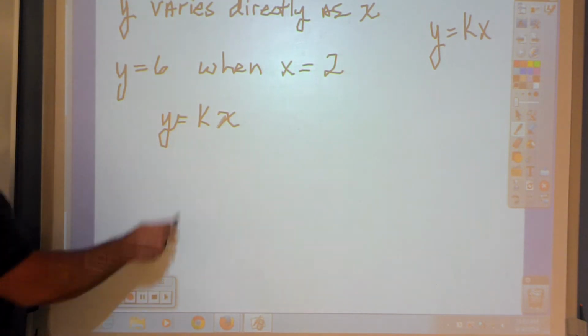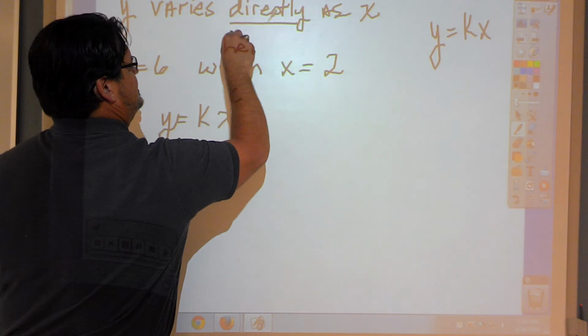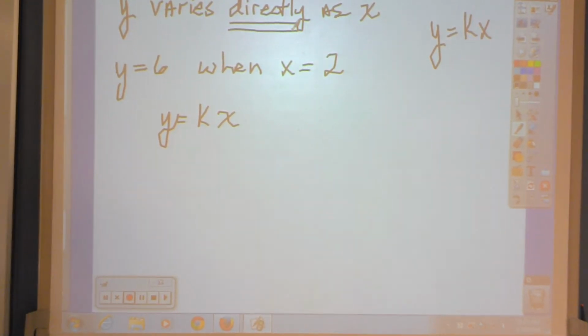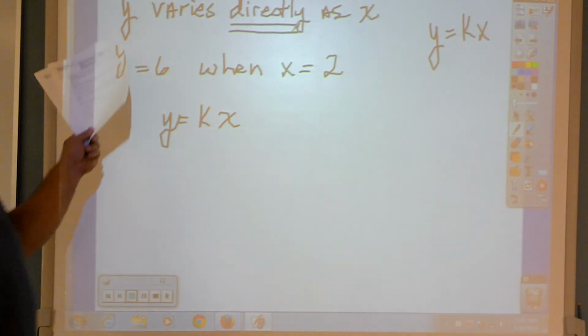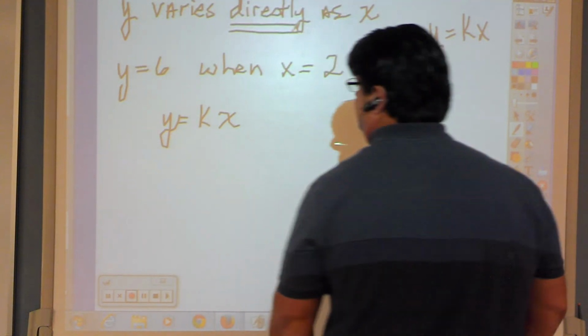And how do we know to use kx? Because it says directly. And now what are you going to do with 6 and 2? The problem will just say varies directly, varies inversely, or varies jointly. It has to. Now it might switch the variables, and I'll show you those in just a minute.